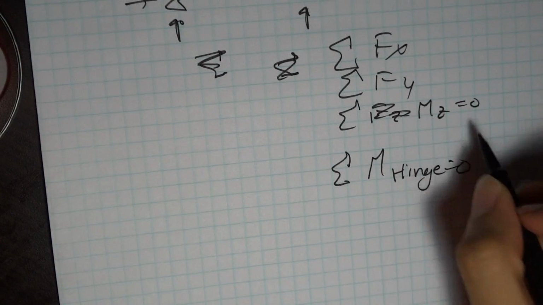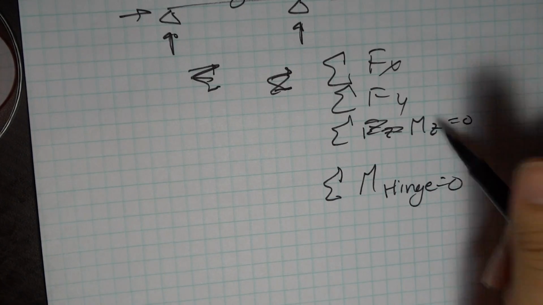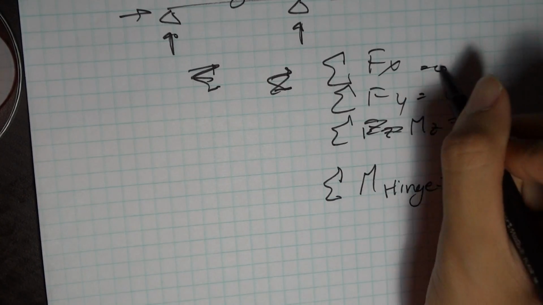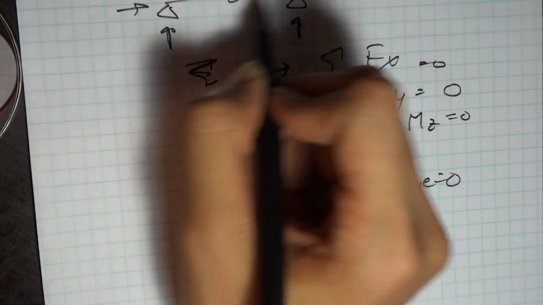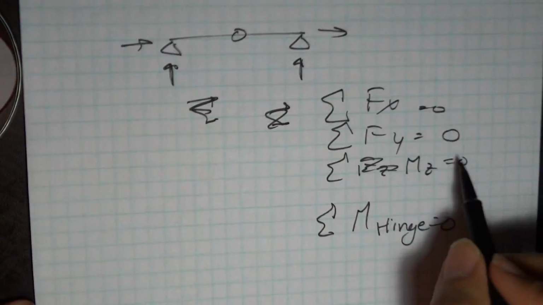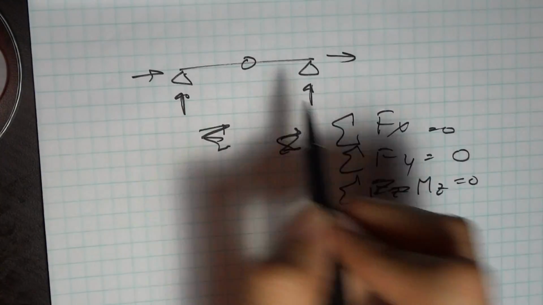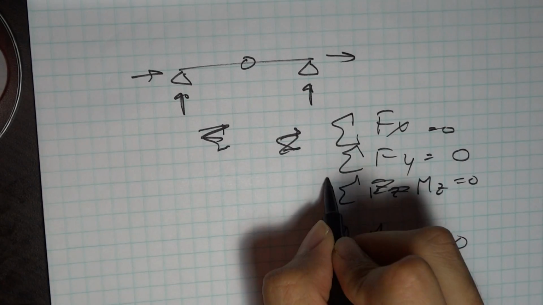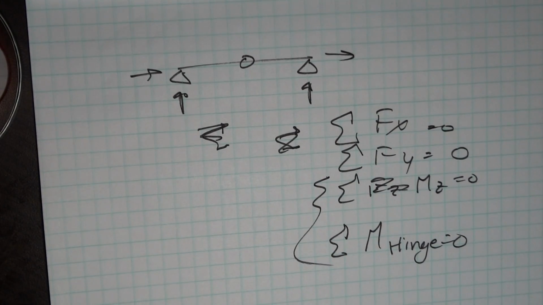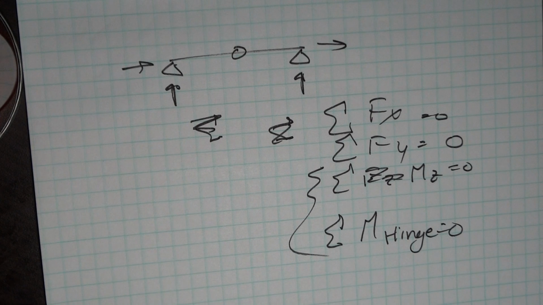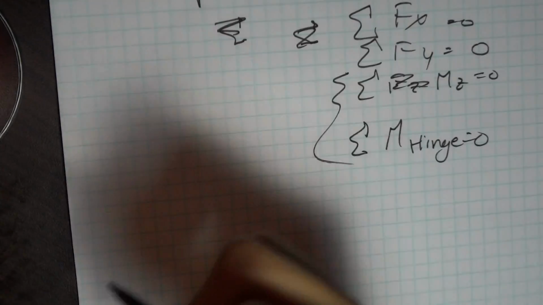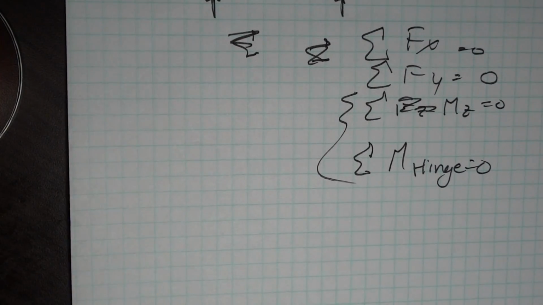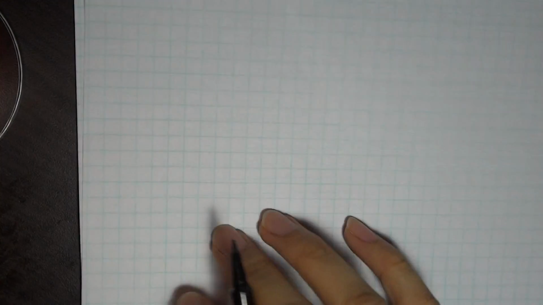And this hinge, the moment about the hinge, is separate from the moment about z. If I take the moment about any point on here, that's taking the moment about z. If I take the moment at the hinge, that's taking the moment at the hinge. So I have 2 separate equations, even though they look quite similar. Okay, so now let's get started. When we do our sum of forces in the x direction, we look at the entire structure. Actually, for all of these, we can look at the entire structure.